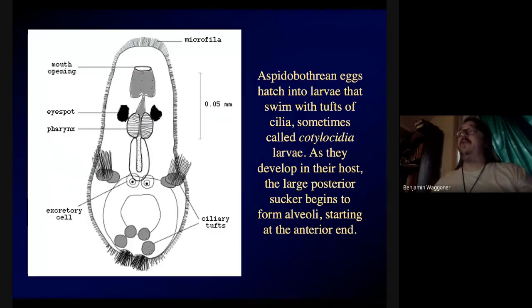And the eggs hatch into larvae that swim with tufts of cilia that look like this. They're sometimes called Cotylocidia larvae. They're covered in cilia. They've got a big posterior sucker. They'll penetrate a new host, get rid of the cilia, and grow that new epidermis because they're neodermates. And that big posterior sucker, the thing on the hind end that looks like a big donut, grows larger and it starts forming alveoli. And that's all we got time for as far as Aspidobothrians go.